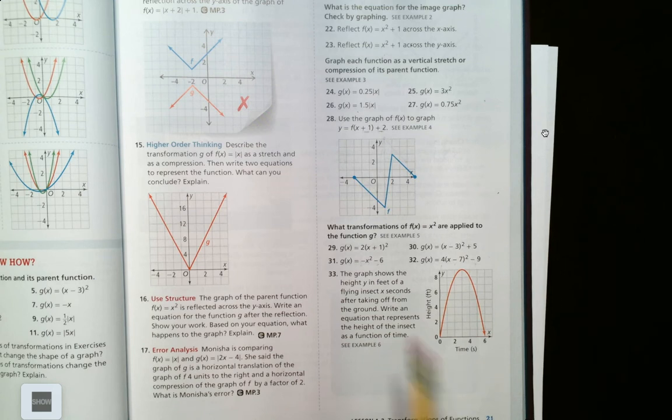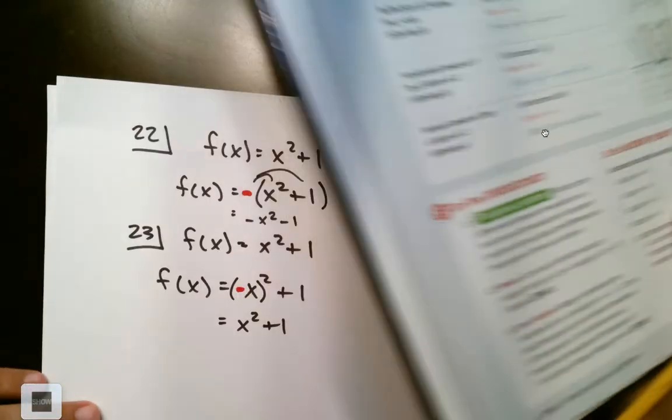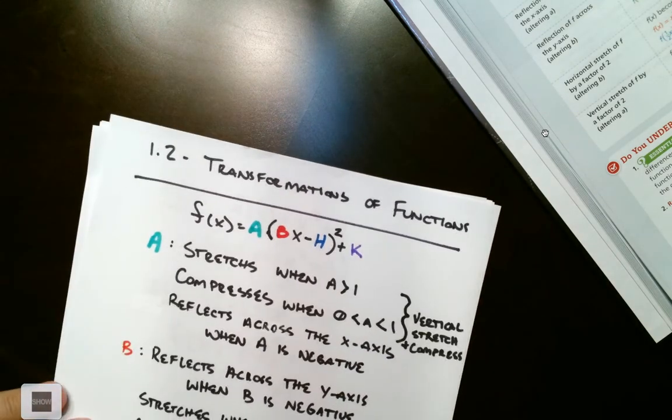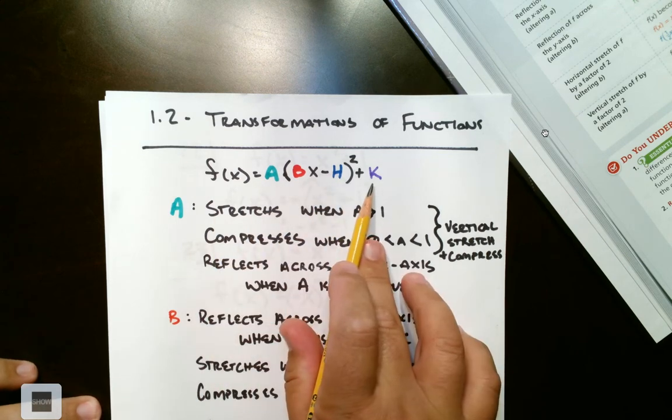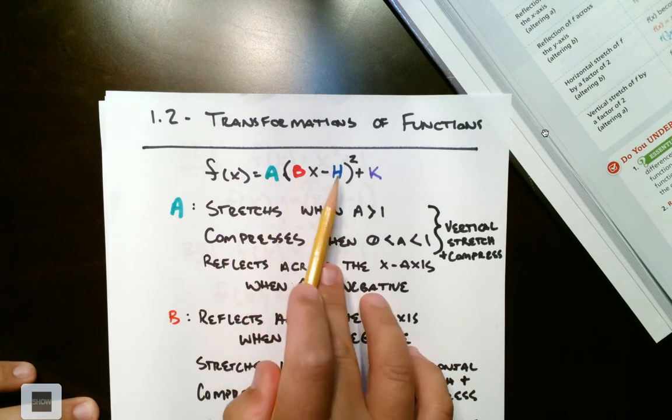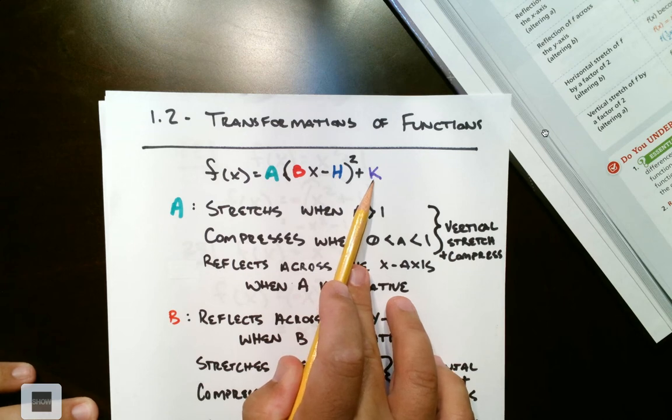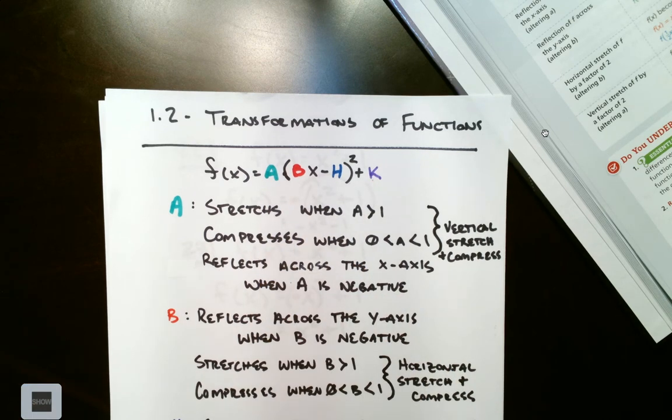And then for 33, the graph shows the height, y, in feet of a flying insect, x seconds after taking off from the ground. Write an equation that represents the height of the insect as a function of time. So I think the easiest way to do this is to go back to this generic function, right? I can always use this generic function and just plug in the a value, the b value, the h value, the k value that I need. And if I don't need it, I don't have to have it on there, all right? So I think that's essentially what we'll do here. Let me get a fresh piece of paper.